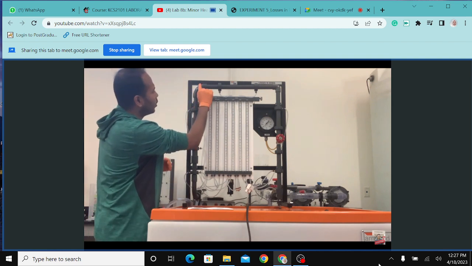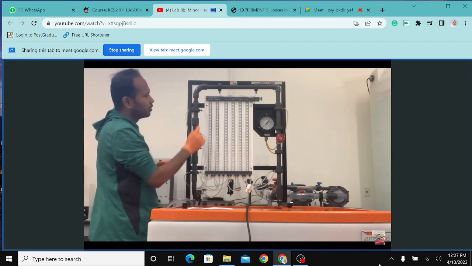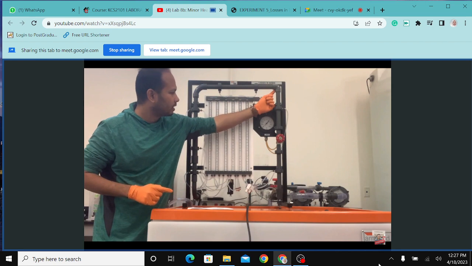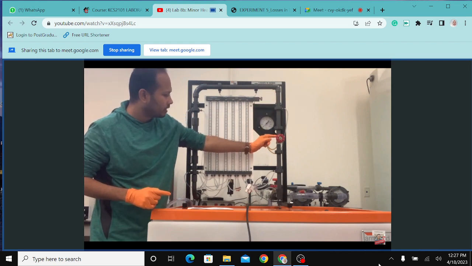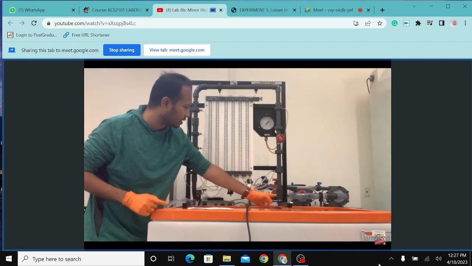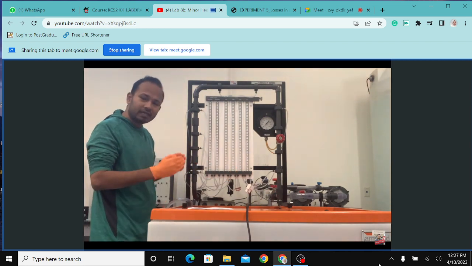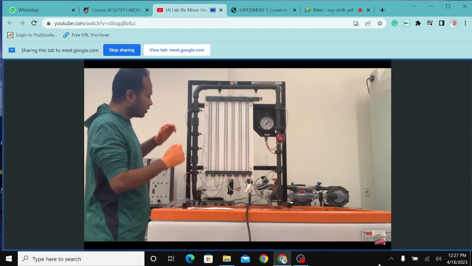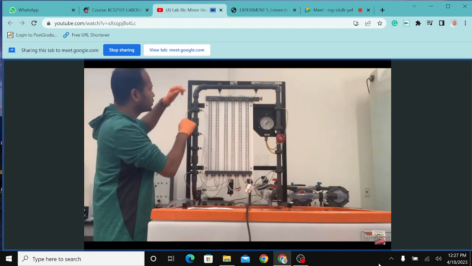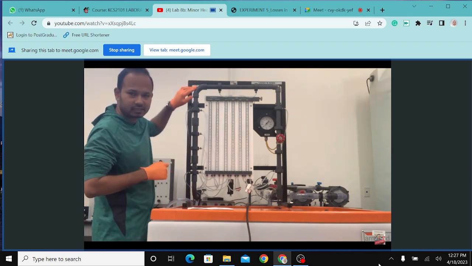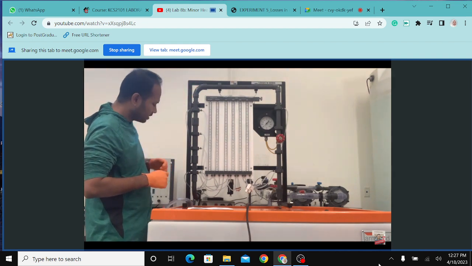And we have a small bend. We have an elbow bend here. We have a gate valve. And we have a miter bend here. What we're trying to do is measure the head loss when the water flows through these fittings, these bends.